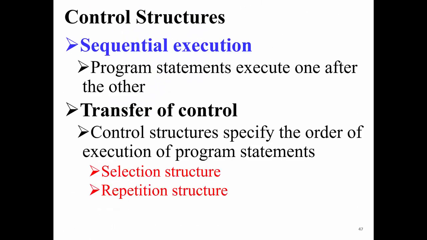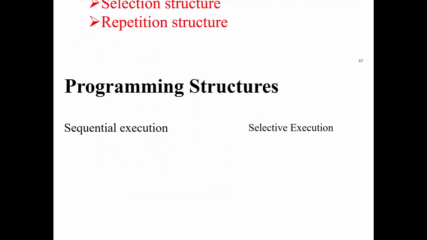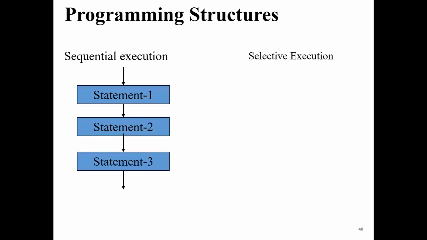So we have sequential execution or transfer of control. Sequential execution is very simple and straightforward: first statement, second statement, up to the end of the program. For transfer of control, you transfer the control by selection structures or repetition structures. So sequential, as I mentioned, is statement 1 up to statement 3 and finished.